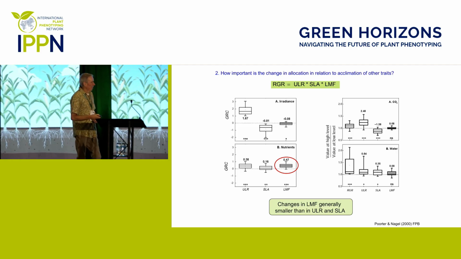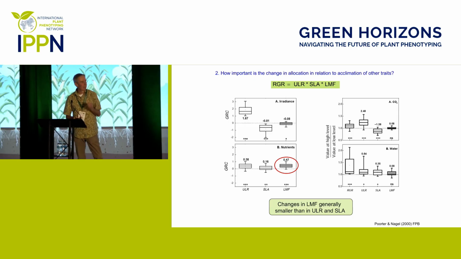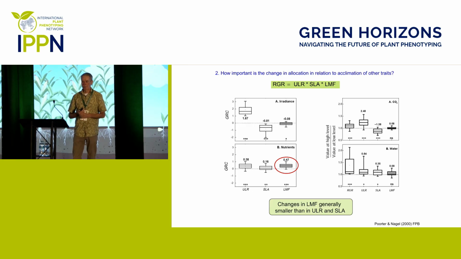Okay, so my conclusion for the first part is that the changes in allocation, or specifically the changes in leaf mass fraction, are generally smaller than the changes in photosynthesis and respiration and in leaf and root morphology.